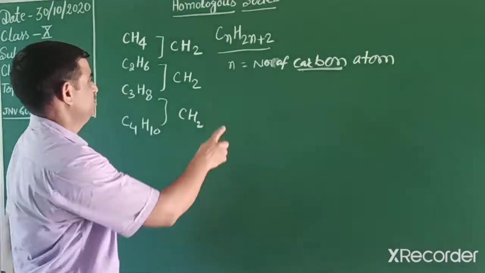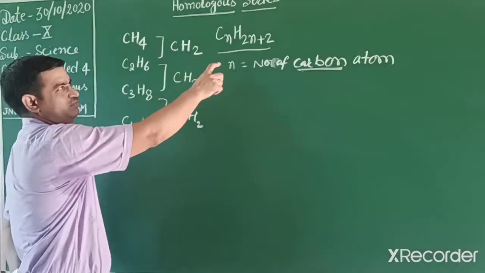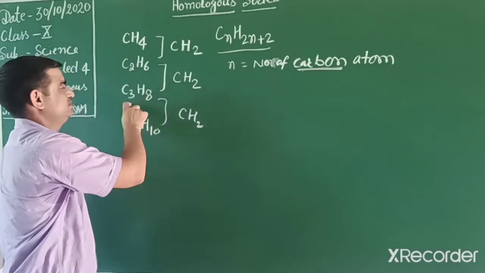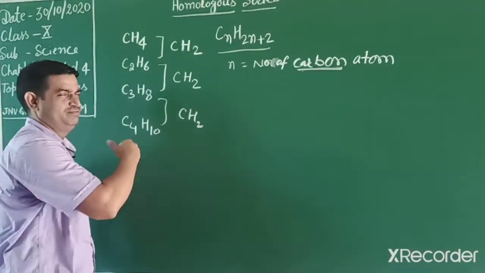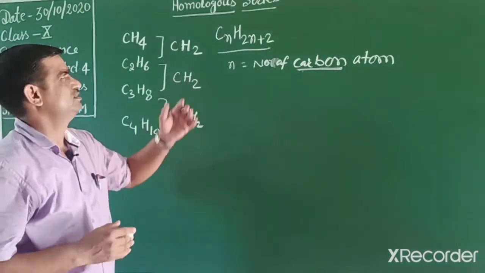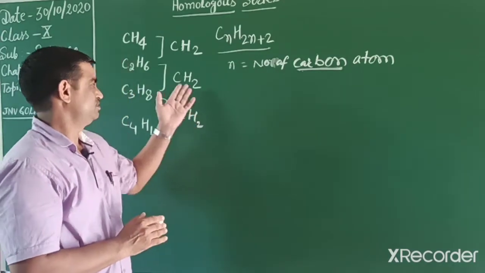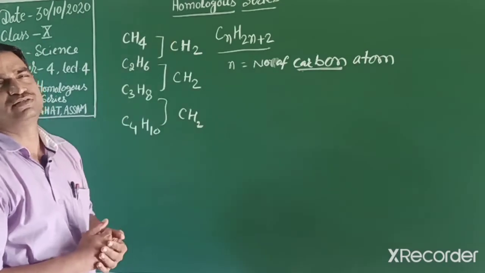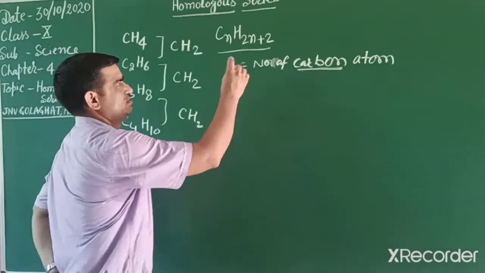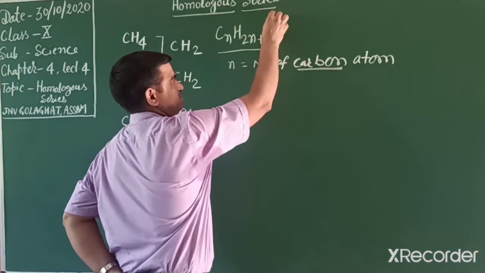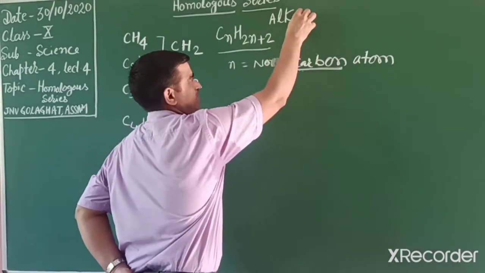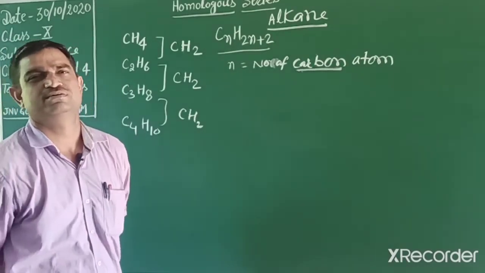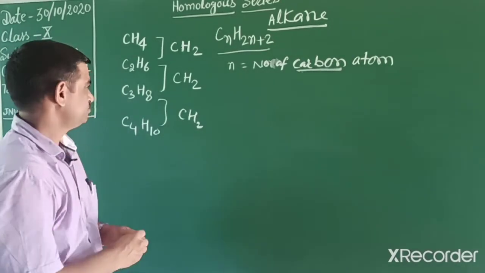If n is equal to 1, then it is CH4. If n is equal to 2, then C2H6. And for 3, C3H8. And further, you can write the different molecular formulas. So this one is a homologous series. This series name is alkane. Alkane means a saturated hydrocarbon.